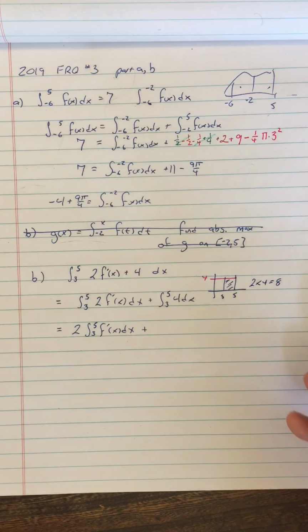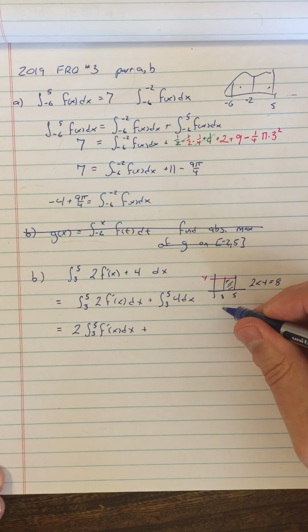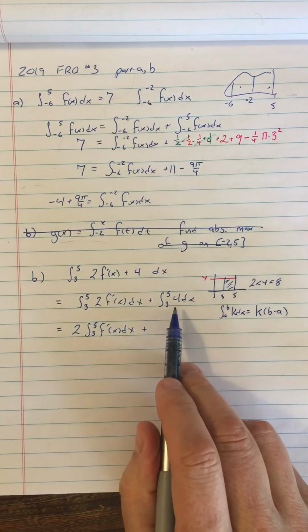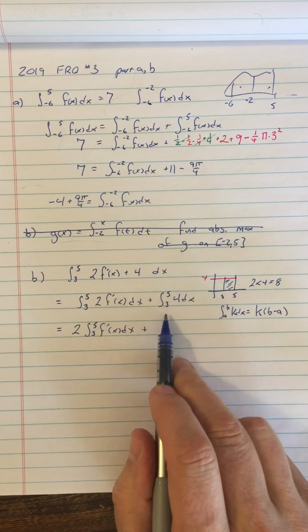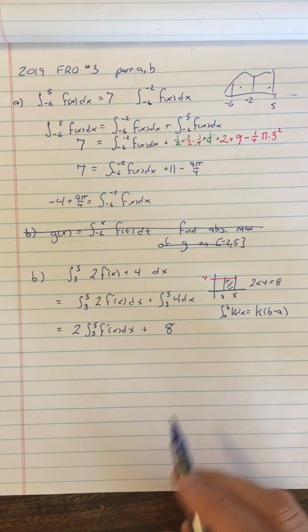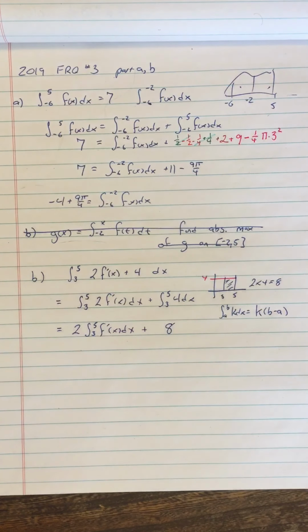You can generalize from that. If I have the integral from a to b of a constant k, then that's just going to be k times b minus a. So if I see an integral of a constant, the difference between 5 and 3 is 2, 4 times 2 is 8, so that integral is 8. But if you want, you can do the whole antiderivative and everything.